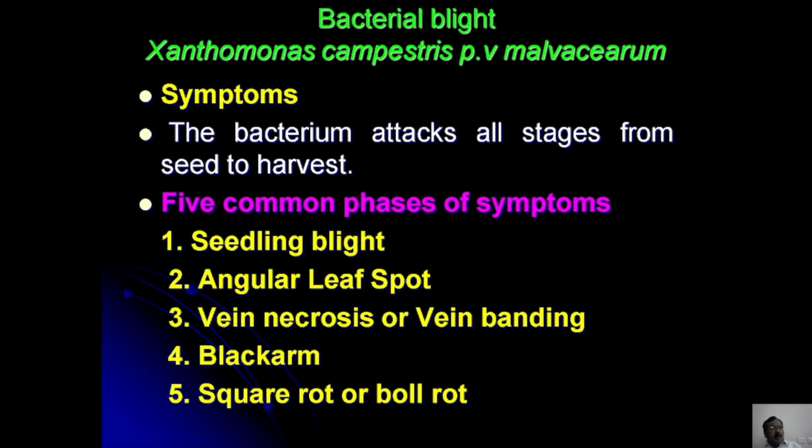And the important bacterial disease in the case of cotton is bacterial blight, which is caused by Xanthomonas campestris pathovar malvacearum. It produces 5 different symptoms in the cotton plant, which include seedling blight, angular leaf spot, veinal necrosis or vein banding, black arm of cotton, and square rot or boll rot. With the 5 kinds of symptoms itself, it shows the pathogen affects the plant from the seedling up to the maturity of the crop.